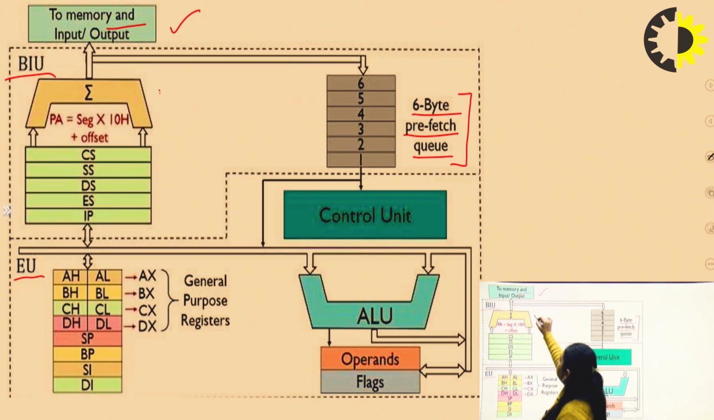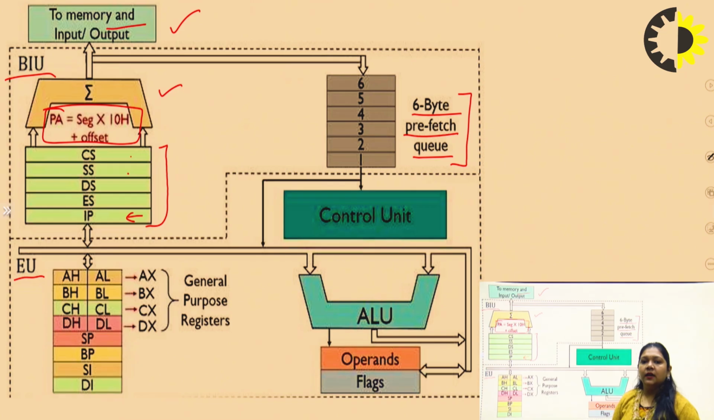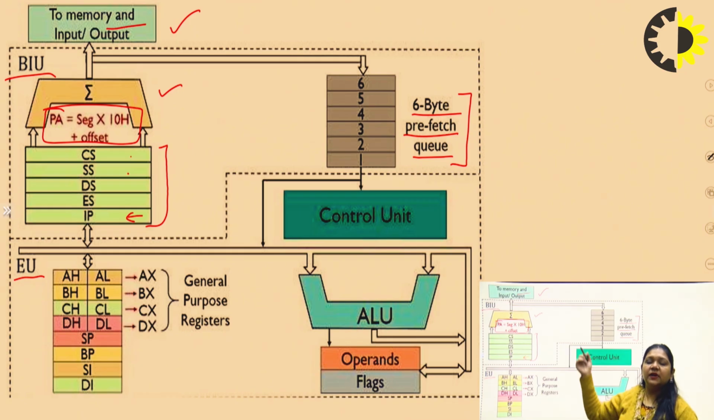So this is a summation which is used to calculate the physical address. The physical address can be calculated from here. These are some registers. These are segment registers: code segment, stack segment, data segment, extra segment, and this is the instruction pointer. Instruction pointer is just like the program counter, it just points to the instruction on which the current program is, the current location. These 2-3 components are a part of the bus interface unit.